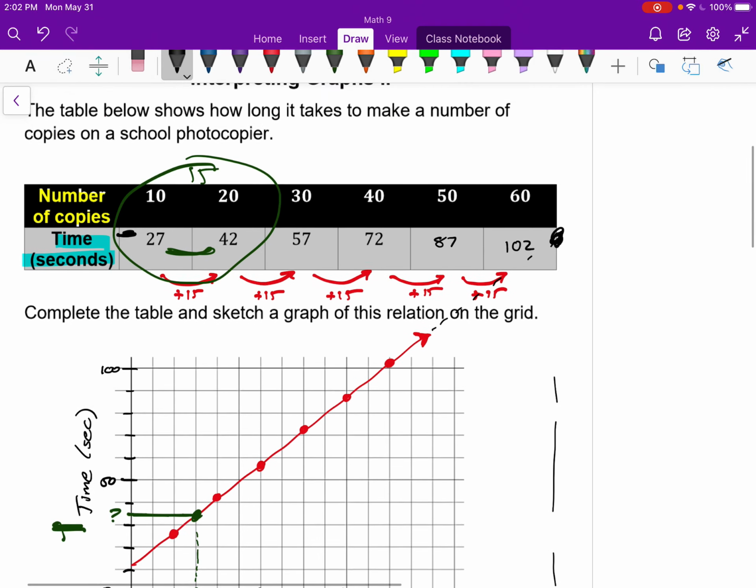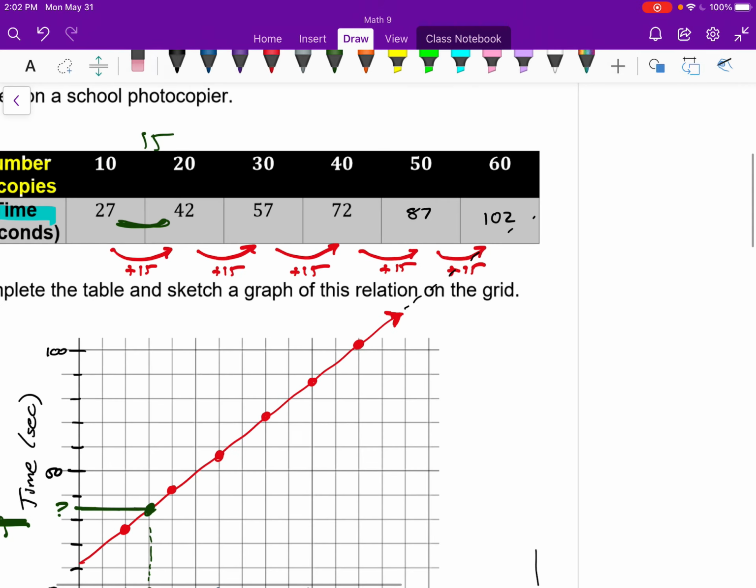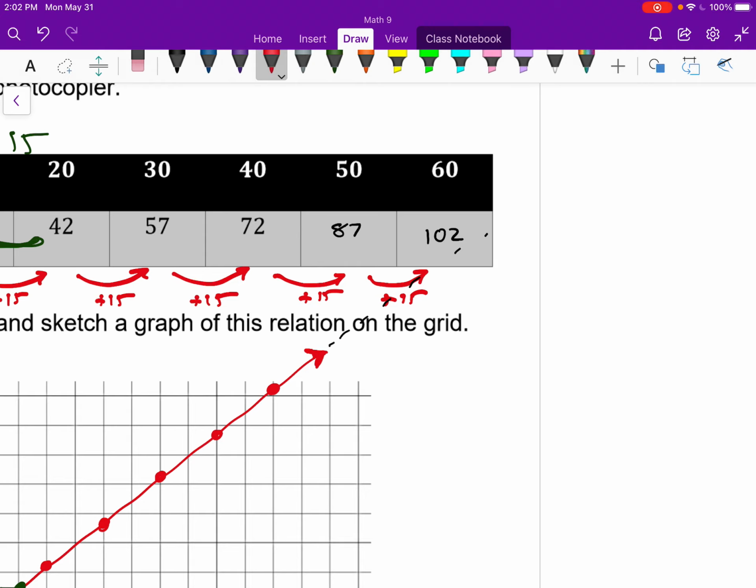That said, I can be a little more accurate, and without relying on just this visual that goes so far past, by realizing, okay, I already knew the pattern is 15 seconds for every 10 copies. So that means from here, I'd want to add 15 4 more times if I want to get to 100.